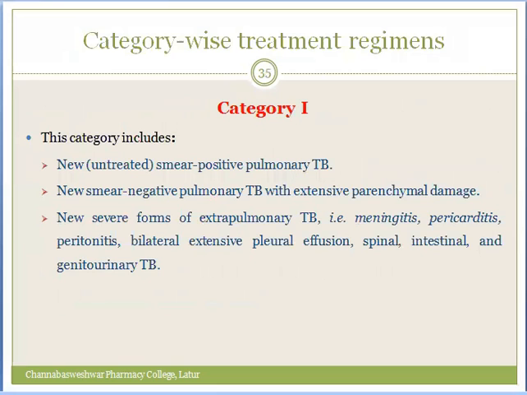So, category-wise treatment regimens. The first category includes the following types of patients: new untreated smear positive pulmonary TB patients; new smear negative pulmonary TB patients with extensive parenchymal damage, that is extensive scarring formation in the lungs; and new severe forms of extrapulmonary TB, that is meningitis, pericarditis, peritonitis, bilateral extensive pleural effusion, spinal TB, intestinal TB, or genitourinary TB. That kind of patient is categorized in category 1.